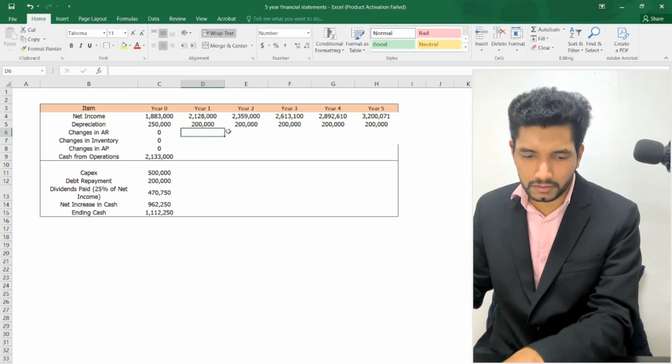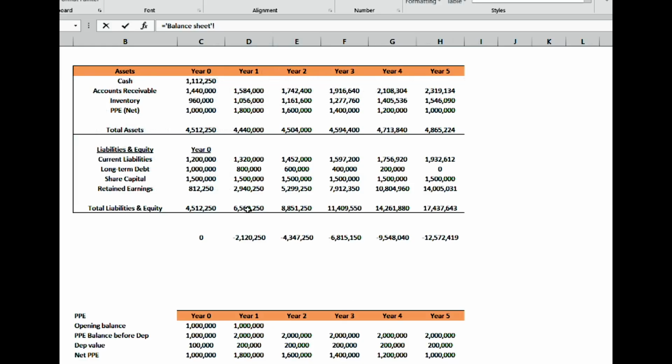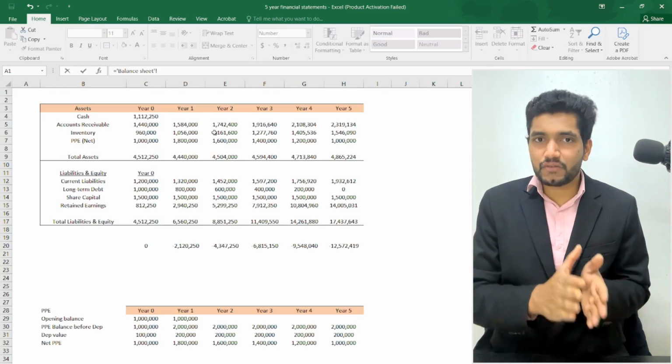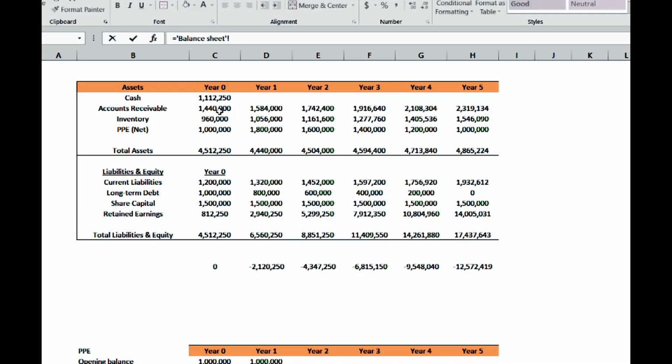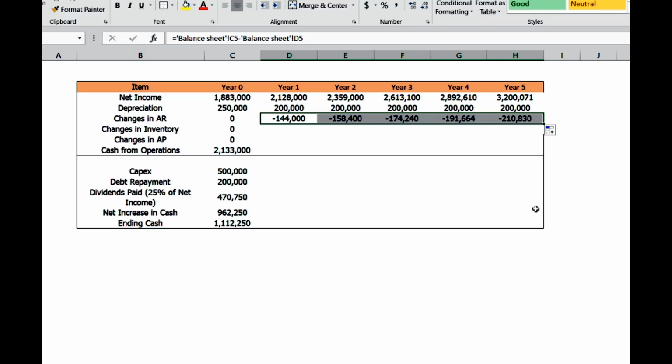So I put equal. Just coming to the balance sheet. Here we are looking at the first one, the account receivable. You can see that the account receivable from year 0 base year to year 1 has increased. An account receivable increase has a negative impact in the cash flow statement. So it is this minus this. I'm going to apply this throughout the period up to year 5.